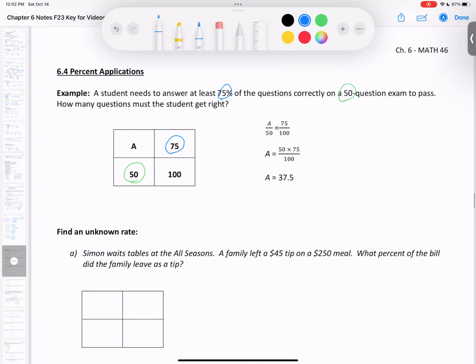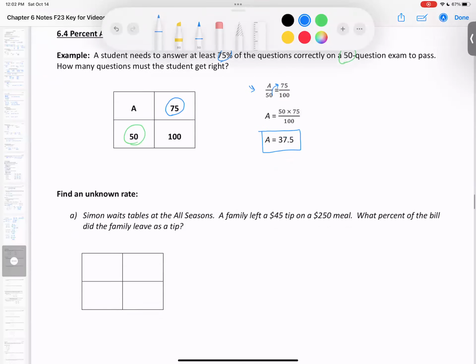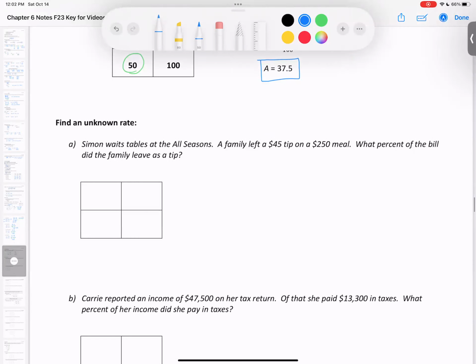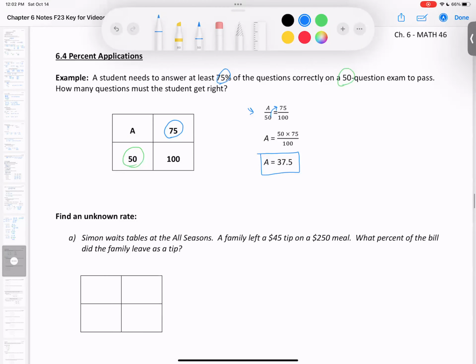Okay, so then we can set up our proportions as they've done here. A over 50 is going to equal 75 over 100. You can bring this 50 across the equal sign, or you can do the cross product method to get A equals 50 times 75 over 100, and then you'll get an answer of 37.5. So if the questions were all or none, the student needs 38 questions correct to pass that exam, because you couldn't have a half question, presumably.